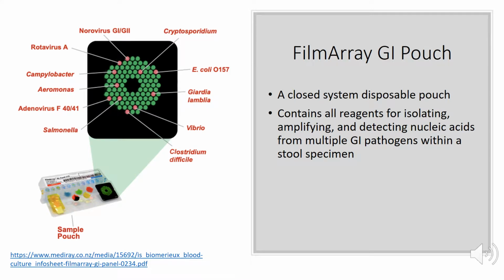The FilmArray GI pouch is a closed-system disposable pouch. It contains all reagents for isolating, amplifying, and detecting nucleic acids from multiple GI pathogens within a stool specimen. On the left side of the page, you'll see an illustration of the GI pouch and a list of pathogens that are detected in the assay wells.